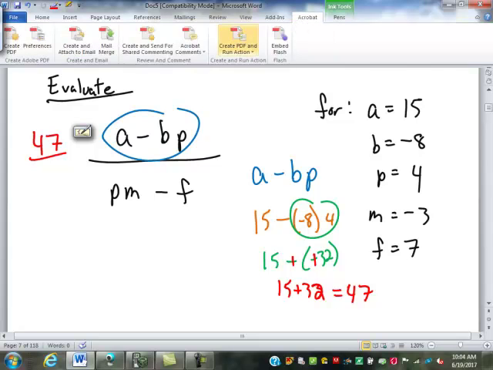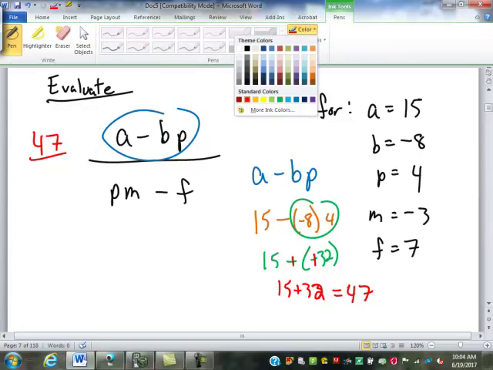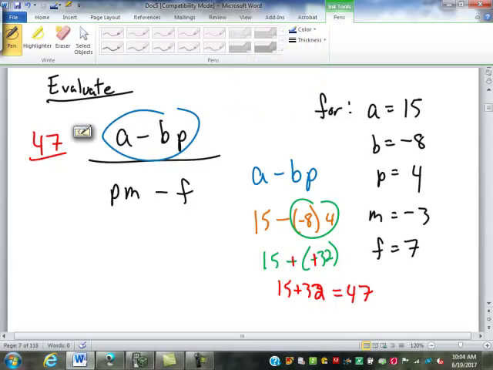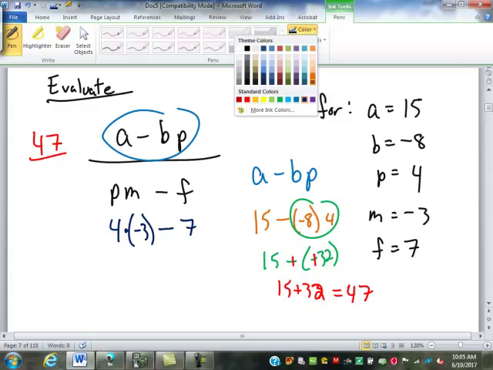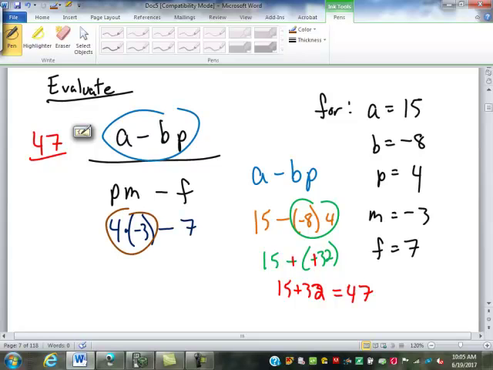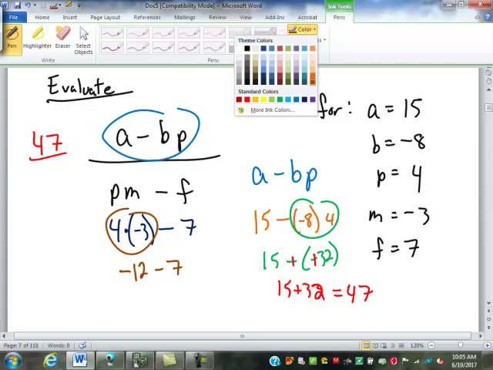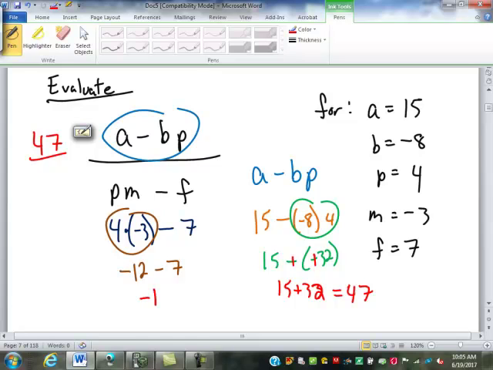On bottom, PM minus F. What goes in for P? Still 4, right? Yep. Times negative 3 minus 7. What do I do? 4 times negative 3 is negative 12. And then minus 7 is negative 19. So 47 over negative 19. That would give us a decimal. So we have to stop right there. That result is just 47 over negative 19.